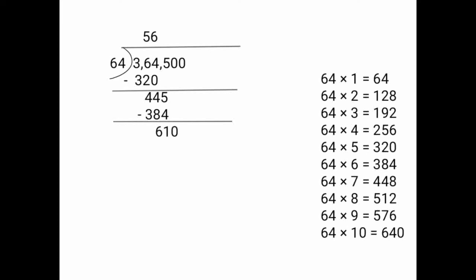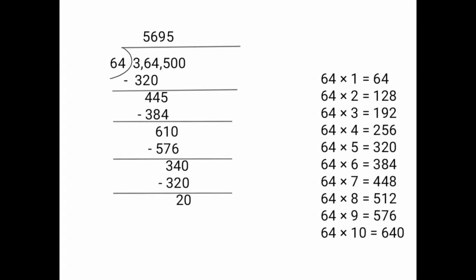Bring one digit down, 0. You have to take 64 nines. The last smaller number is 576. So 64 nines are 576. Subtract 610 minus 576. The answer is 34. Bring one digit down, 0. 64 fives are 320. Subtract 340 minus 320. The answer is 20.